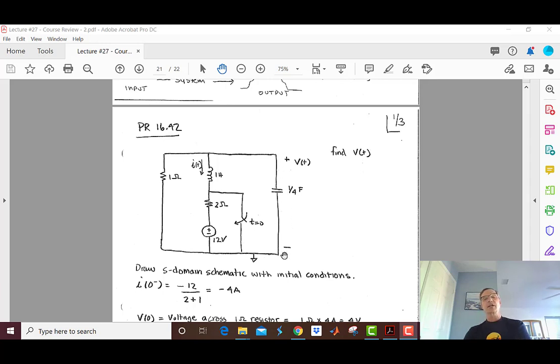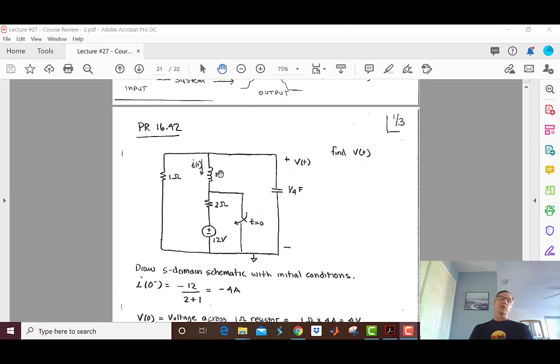That's my initial condition. And now I also have some current through the inductor. What's it going to be? 12 divided by 2 plus 1, that's 12 divided by 3. I got negative 4 amps, the way I've defined I sub t here. So it's going to be a fun one because we got to deal with the initial conditions here and we got to deal with the initial conditions here.